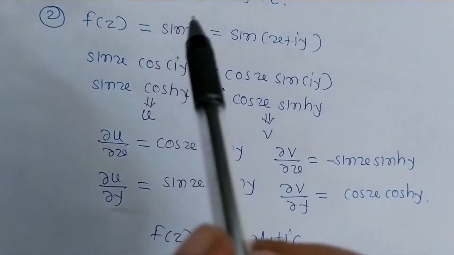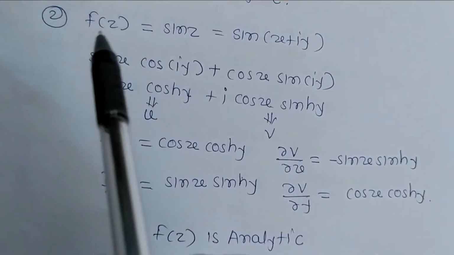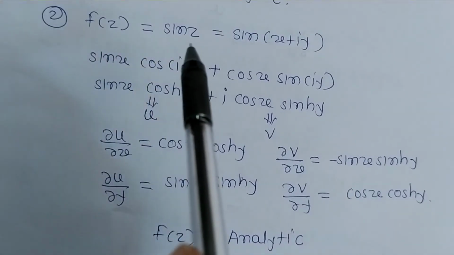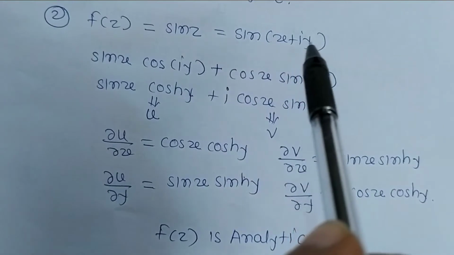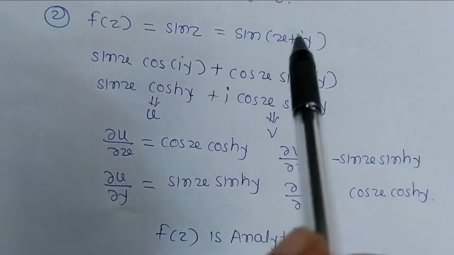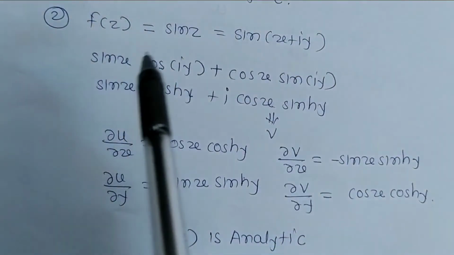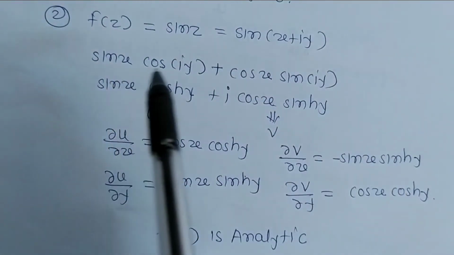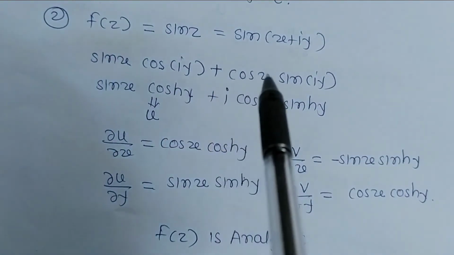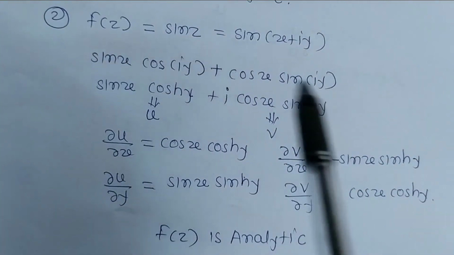So next example, f of z is equal to sin z. That is, z is x plus iy, that is sin of (x plus iy). Then sin(a plus b) is sin a cos b plus cos a sin b. Similarly, sin x cos iy plus cos x sin iy.